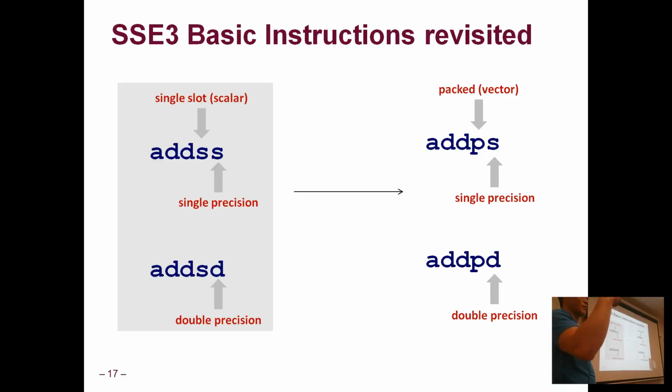Because you have add, subtract, multiply, increment, decrement, and then you have a vector of chars, a vector of shorts, a vector of ints, a vector of floats, a vector of doubles. Those are all separate instructions, right? Because you're treating the vector differently. All right. The bottom one is add packed double precision. So that's how you parse this instruction.